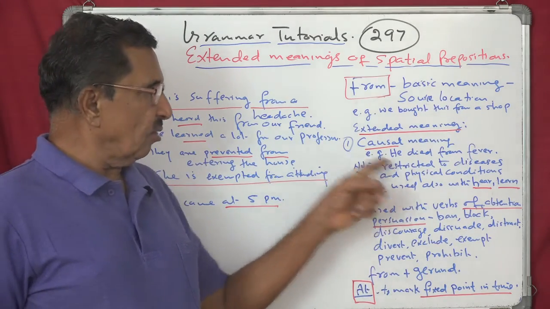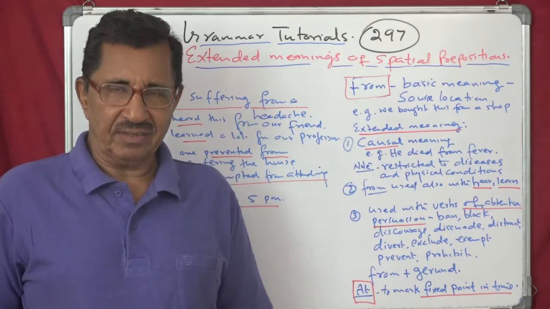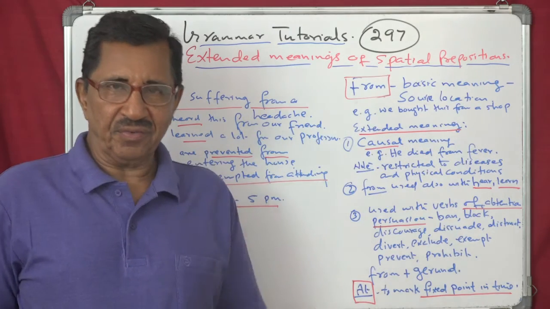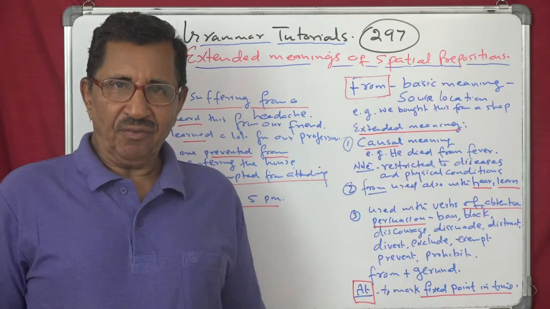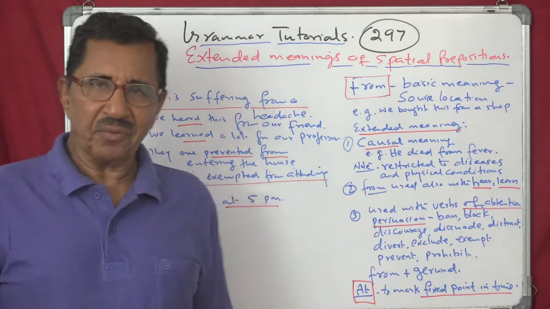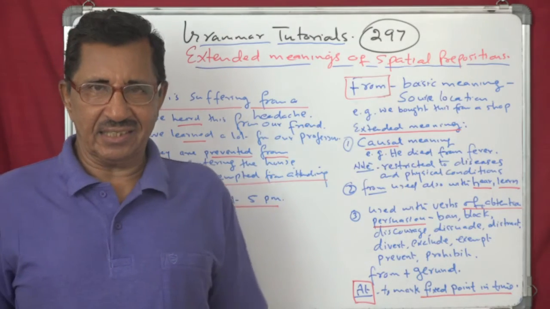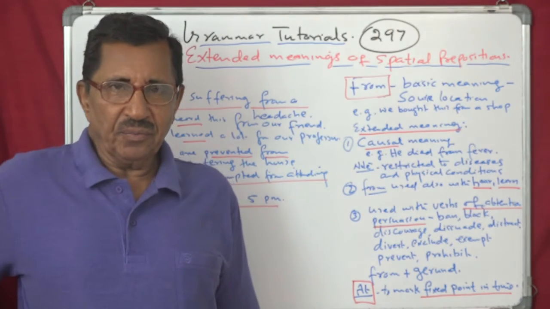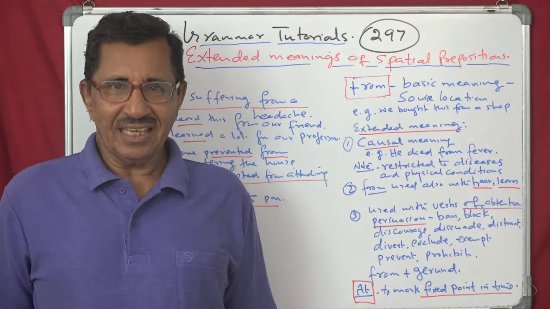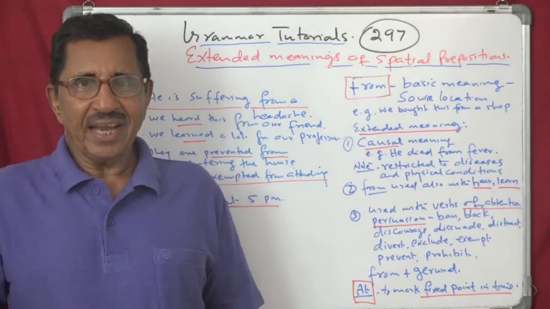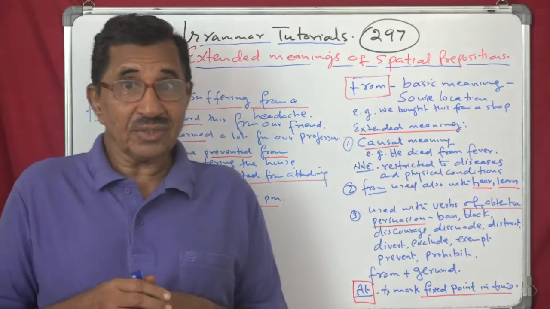The extended meaning is causal meaning. Cause: he died from fever. He is suffering from fever. So that is the cause, suffering from fever. He died of pneumonia. He died from pneumonia. You can also say, but in this case we are discussing this, died of pneumonia. He is suffering from a headache. So that is cause. That's called causal meaning.